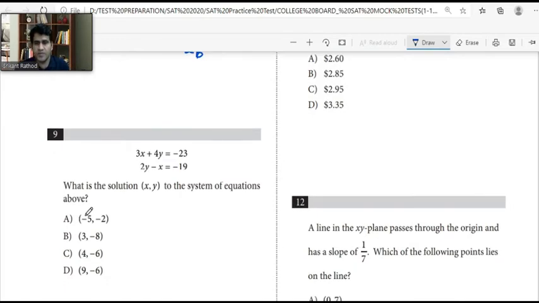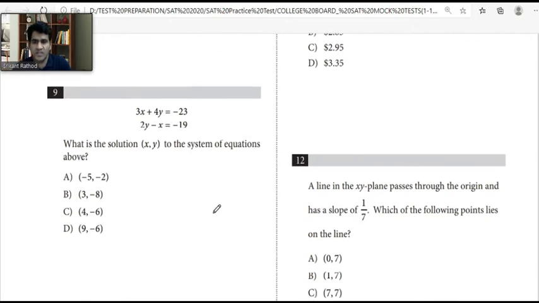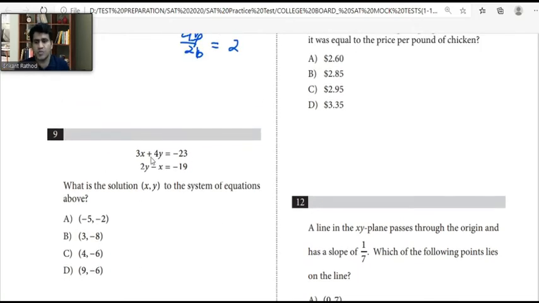3x plus 4y is equal to negative 23 and 2y minus x is equal to negative 19. The question is, which of the following is the solution to the system of equations above, that is, what are the values of x and y? This can be solved in two ways. One way is to go through the options, substituting the values of x and y, and whichever makes both equations true would be the answer. Another way is to follow either elimination or substitution.